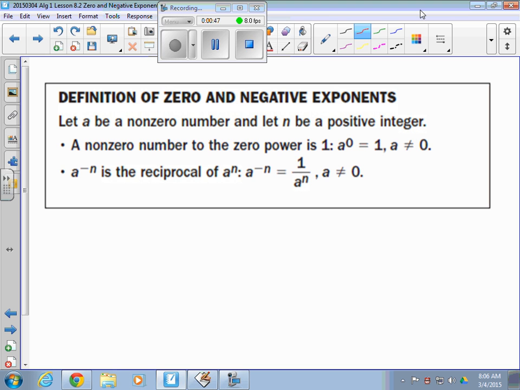Let a be a non-zero number. Let n be a positive integer. A non-zero number to the 0 power is 1.